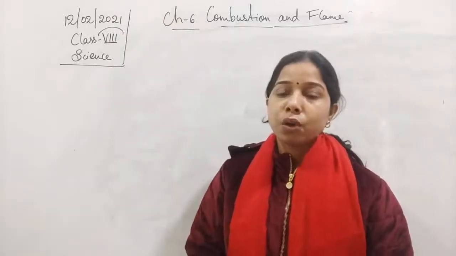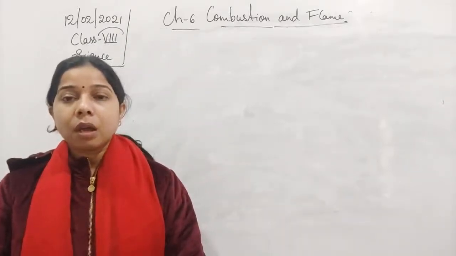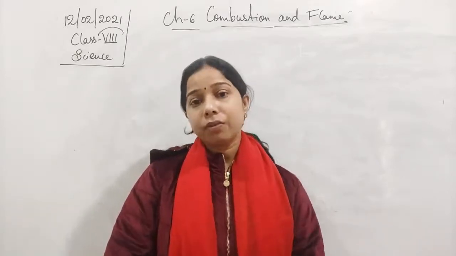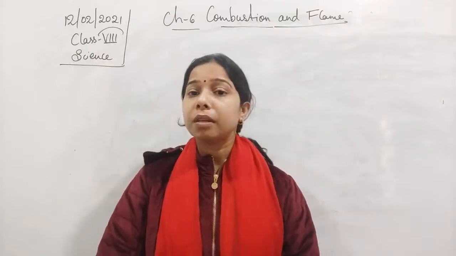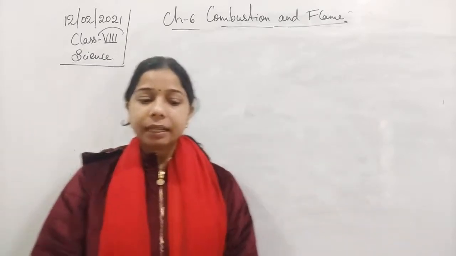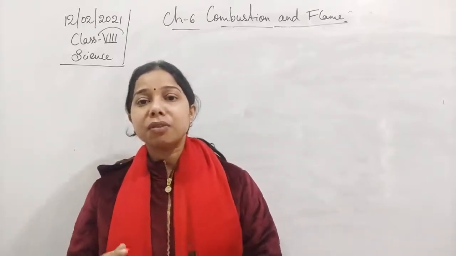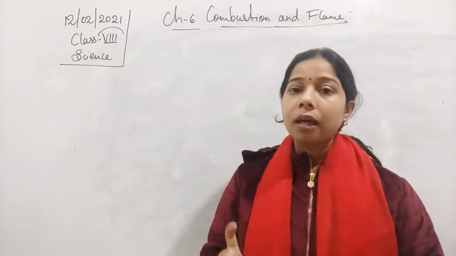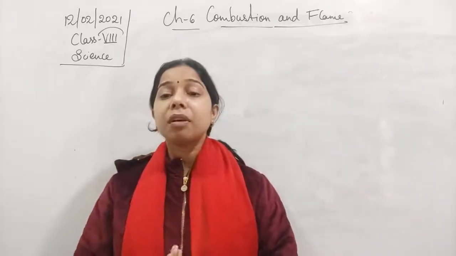Hello students. So students, in the previous class in this chapter, that is combustion and flame, we had discussed the different types of flame, that is luminous flame and non-luminous flame. We already studied luminous and non-luminous, and we have also seen how a candle burns, how the flame of a candle is divided into different zones, including the innermost, the middle zone, and the outermost zone. And we have categorized them on the basis of the color of the flame.